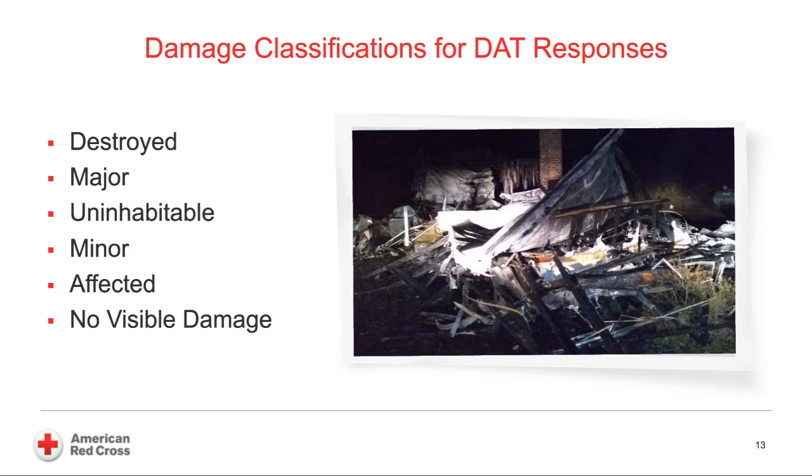So there are 6 damage classifications used for the level 1-2 DAT responses: destroyed, major, uninhabitable, minor, affected, and no visible damage. So this is really, if you're thinking about eligibility for financial assistance, we look at the destroyed, major, or uninhabitable. The applications that have those 3 classifications are eligible for financial assistance and referrals as well to our IDC colleagues, as well as other agencies that might be indicated on the application.